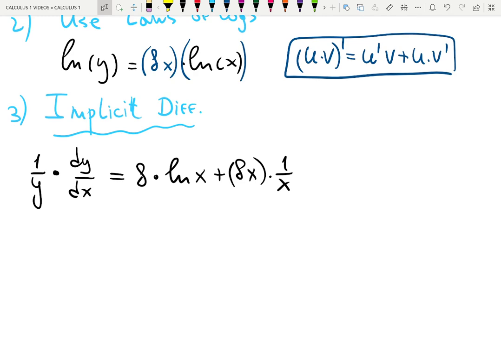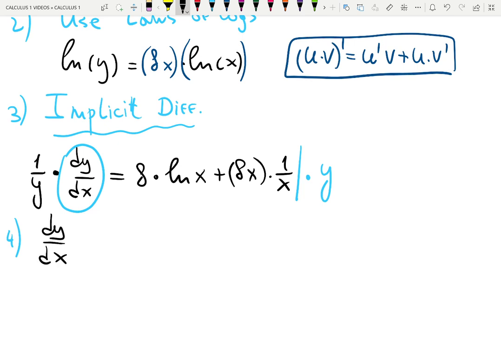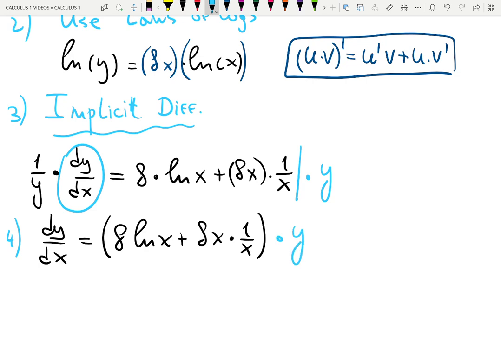Implicit differentiation. We're almost done. Step 4. Multiply by y to isolate the derivative. So I want to have y prime, in this case dy dx, equals 8 ln x plus 8x times 1 over x, which we're going to simplify, multiplied by y. So we multiplied by y on both sides, left-hand side and right-hand side, to get rid of this fraction on the left. This could be an answer.